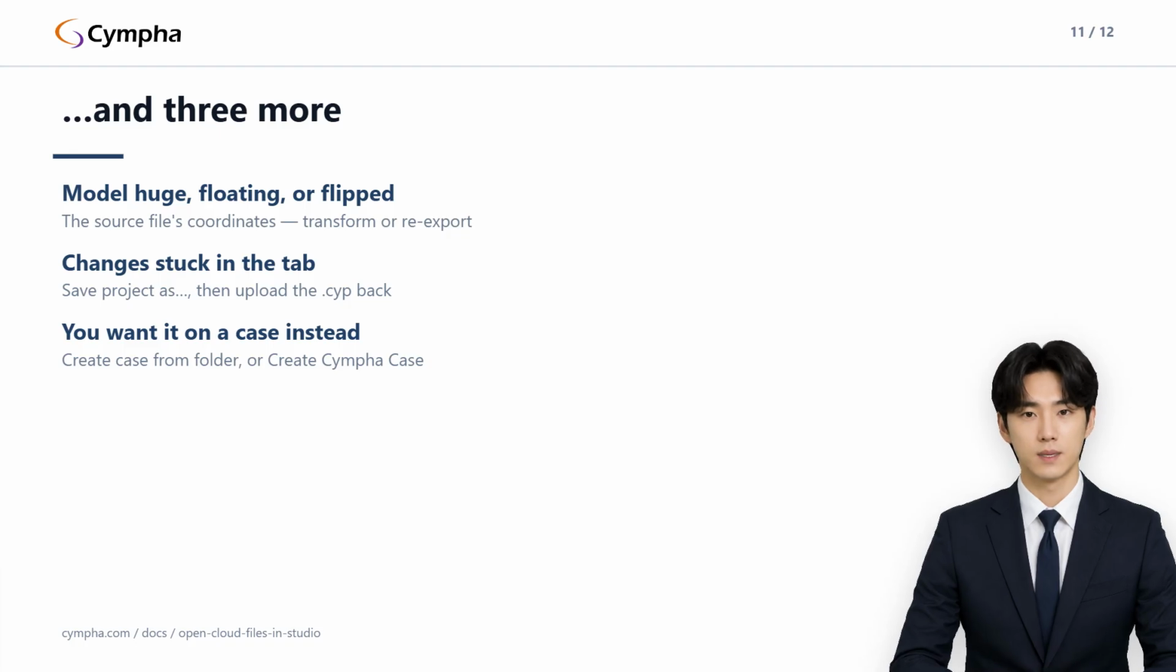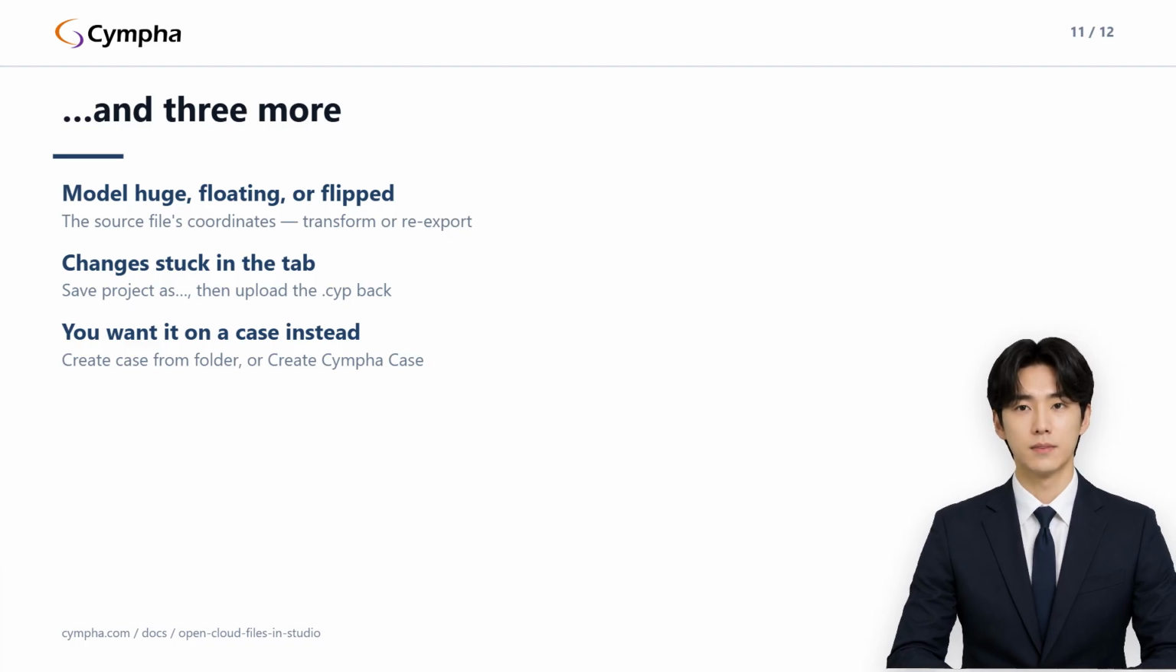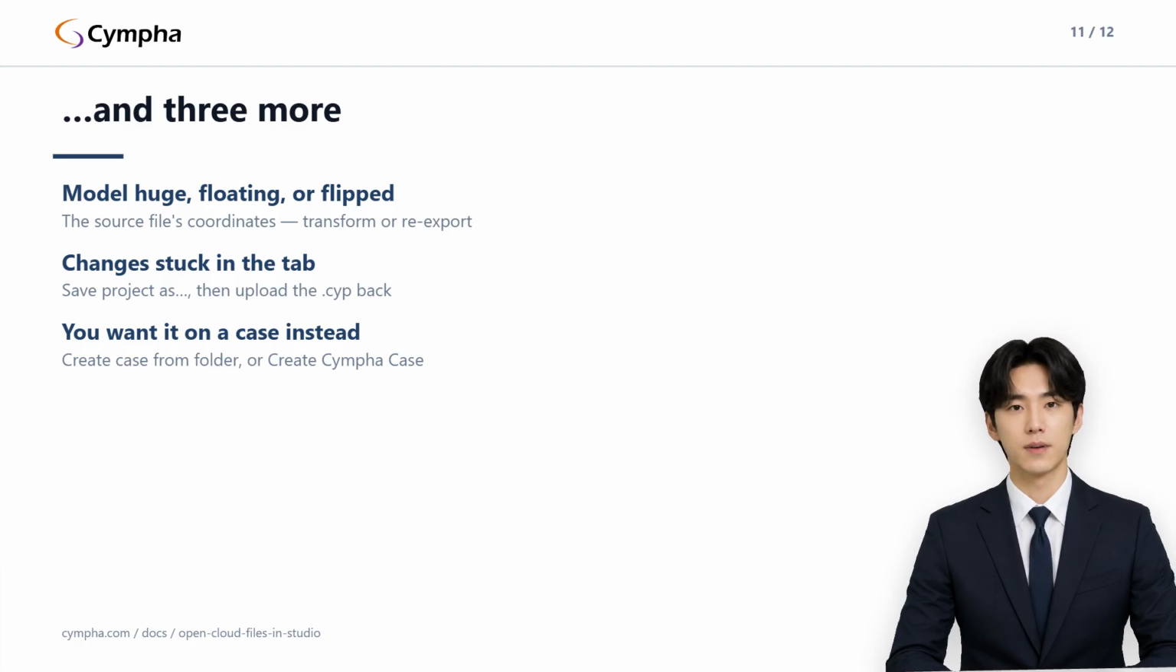If you made changes in Studio and want them in your cloud, the answer depends on the file. For a treatment case open from a cloud link, sign in and use the Cloud Upload button to push the revised case plan back. For anything else, save from Studio's hamburger menu with Save Project As, then upload that bundle back into my cloud, where it lands as a new file alongside the original, never replacing it.